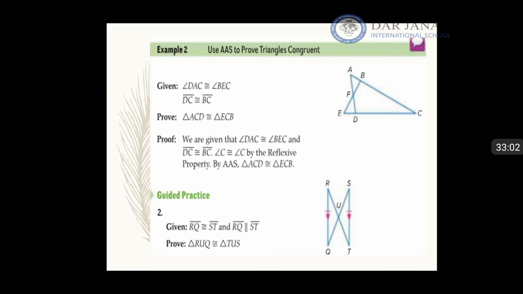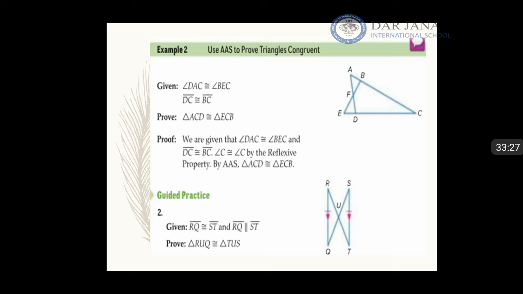So we have the given as angle DAC is congruent to angle BEC. So technically angle A on top is congruent to angle E down. So we have angle A congruent to angle E. Not only that, in the given we have DC congruent to BC. So we have a side congruent to another side. We have to prove that the triangle ACD is congruent to the triangle ECB.